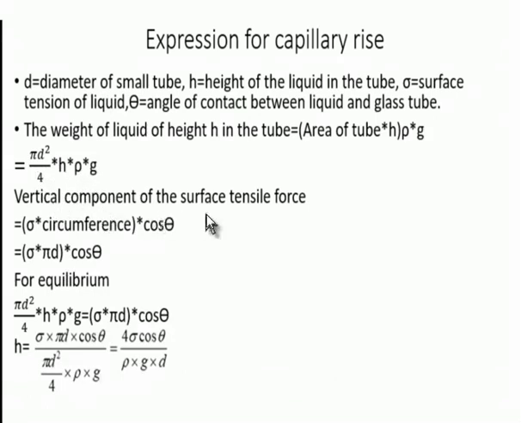Next, the vertical component of the surface tensile force is equal to sigma into circumference into cos theta. The circumference is given by pi d, so it is sigma into pi d into cos theta. For equilibrium, equating these two, we get pi d square by 4 into h into rho into g is equal to sigma into pi d into cos theta. We can simplify it, and we get h is equal to 4 sigma cos theta by rho g d. This is the height of the liquid in the tube.